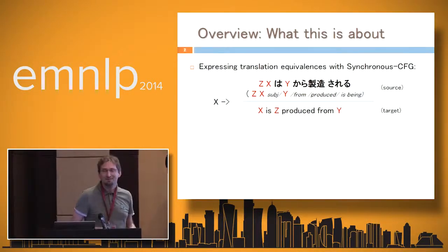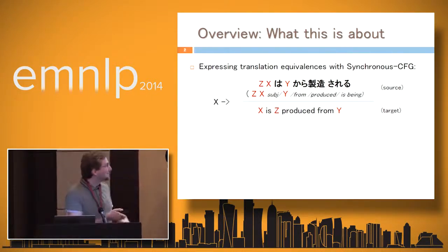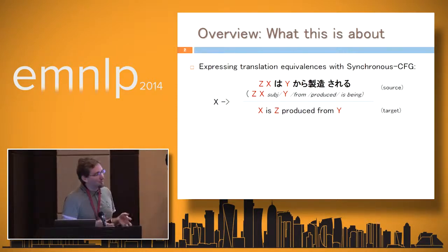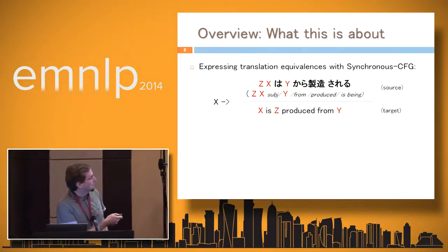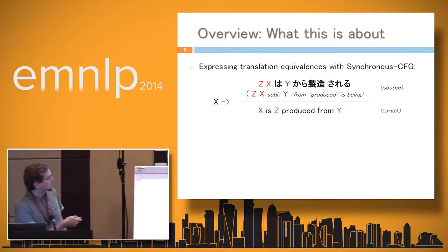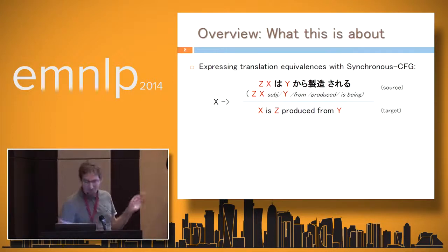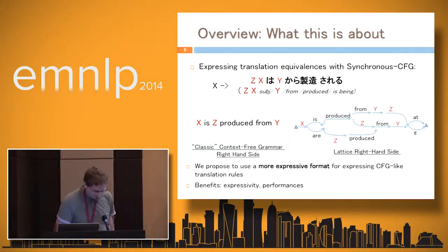I will dive right away into some kind of overview so that you can know right away if you're interested or not in this talk. Basically, a common and convenient way of expressing translation equivalences in machine translation is a formalism such as synchronous context-free grammar, which will state the equivalence between a Japanese partial sentence here and a part of an English sentence here, with some non-terminals.